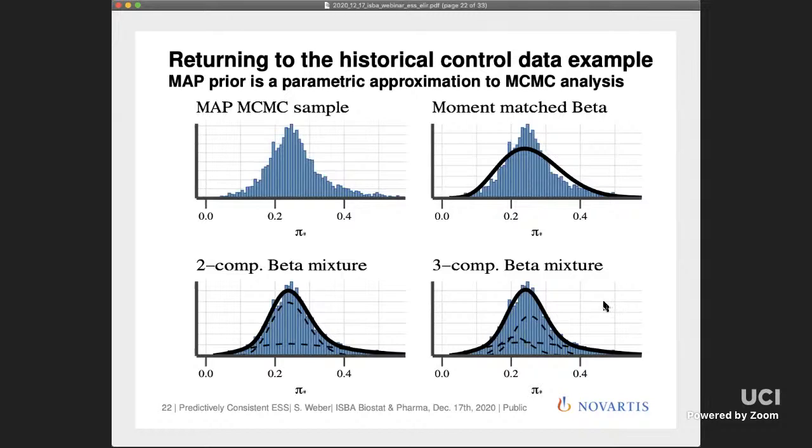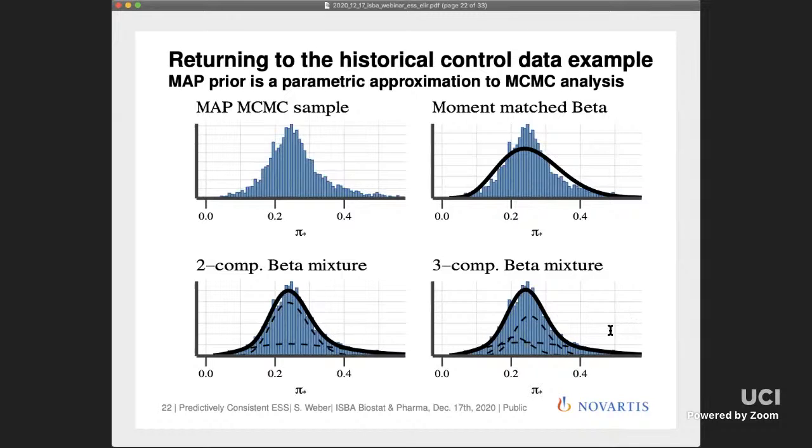The reason to use parametric approximations is that these can be written easily into a protocol at the design stage, and as such fully define what our historical information from this analysis actually is.